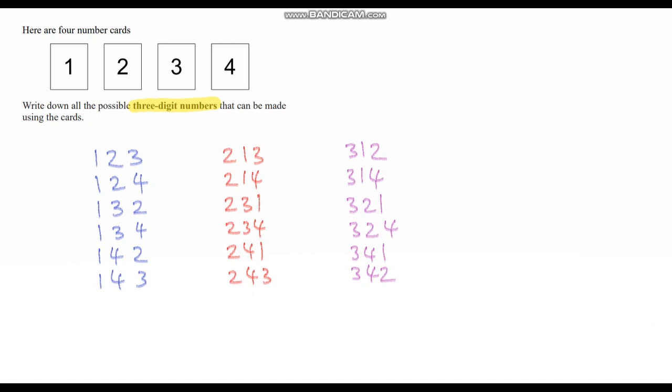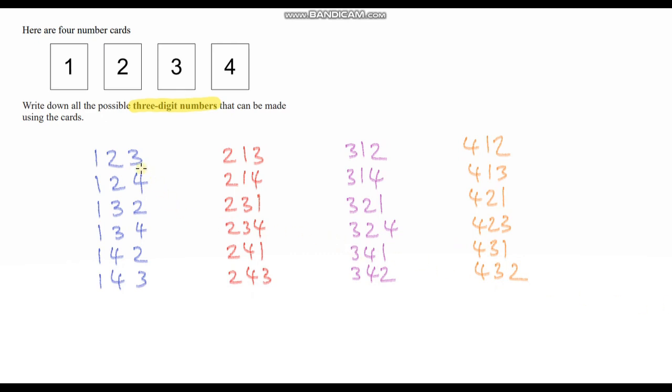No, actually, that's not going to come out very well. Let's use orange. So we've got 412, 413. Now the 20s, 421, 423. And now the 30s, 431, 432. So notice how I did that systematically to give me all of my different outcomes.